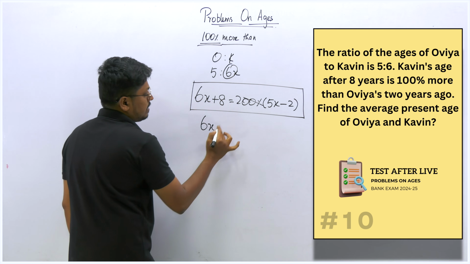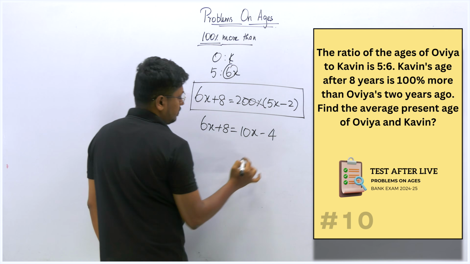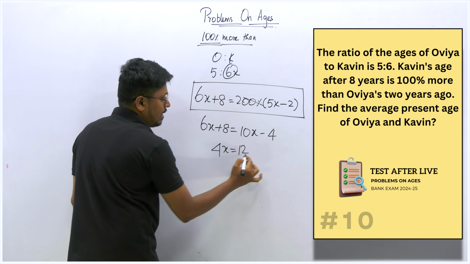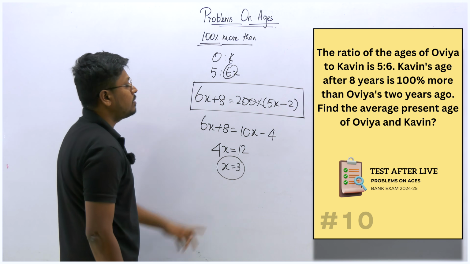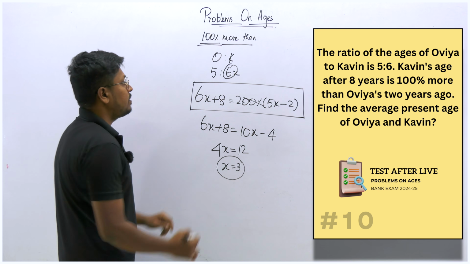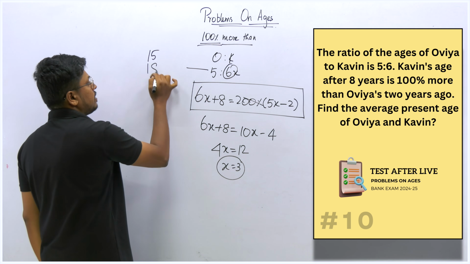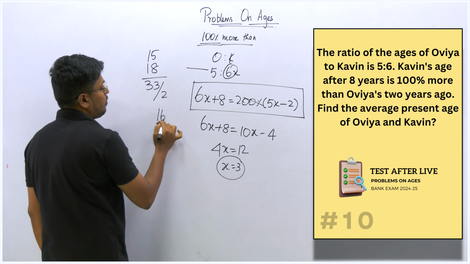So 6x plus 8 is equal to 10x minus 4. So 10x minus 6x will be 4x is equal to 12. So x is equal to 3. We got the value of x is equal to 3. Substitute here. 5 into 3 will be 15. So 6 into 3 will be 18. So it will be 33. So 33 by 2 will be 16.5.